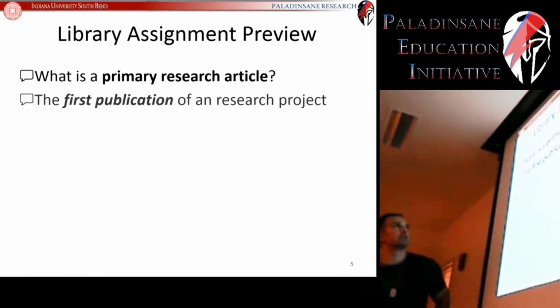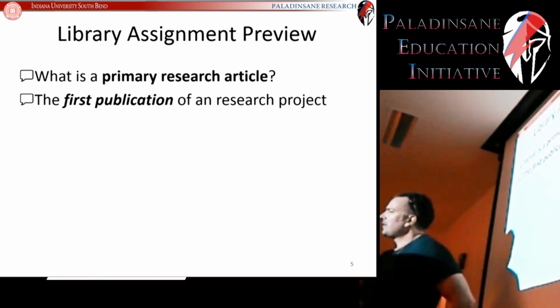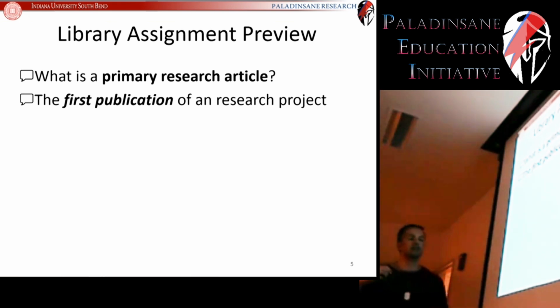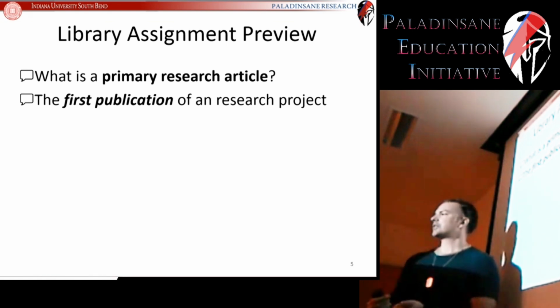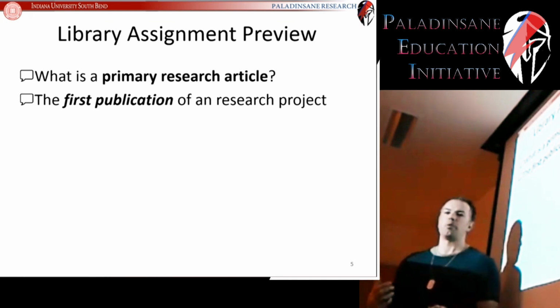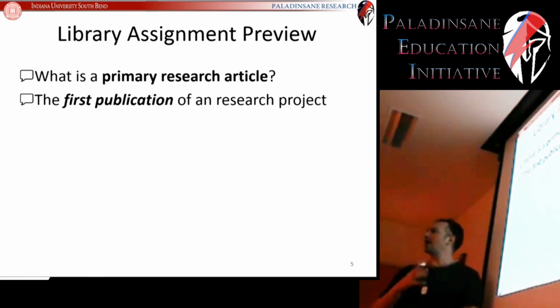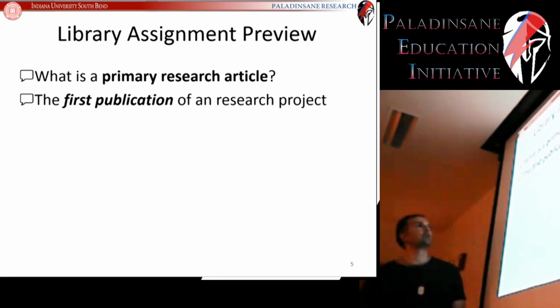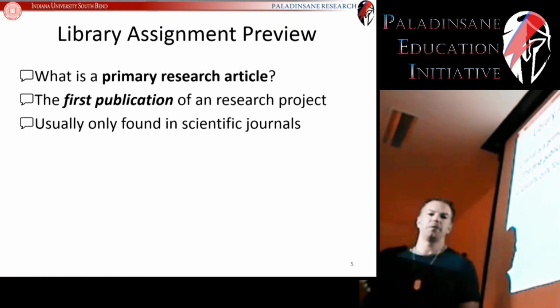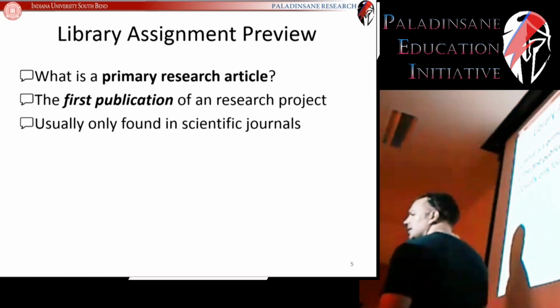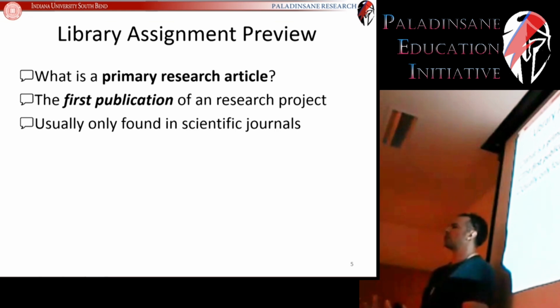What a primary research article is, is the first publication of a research project. So it is the original source of the information. It's the original report of this information. It is the most reliable source for this information. So this primary article is usually only found in professional scientific journals.